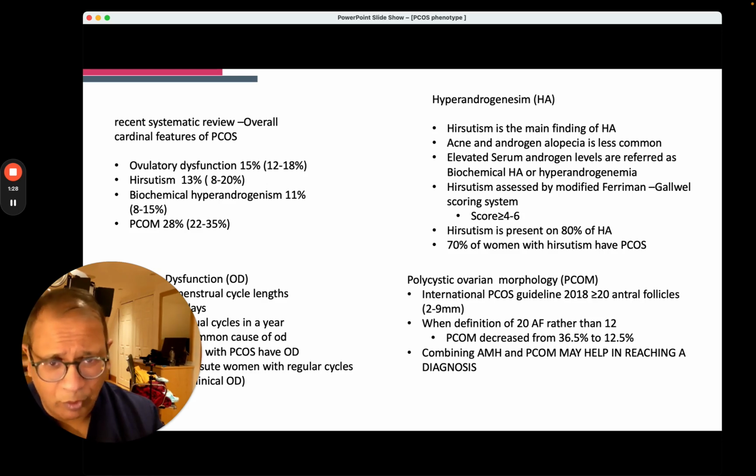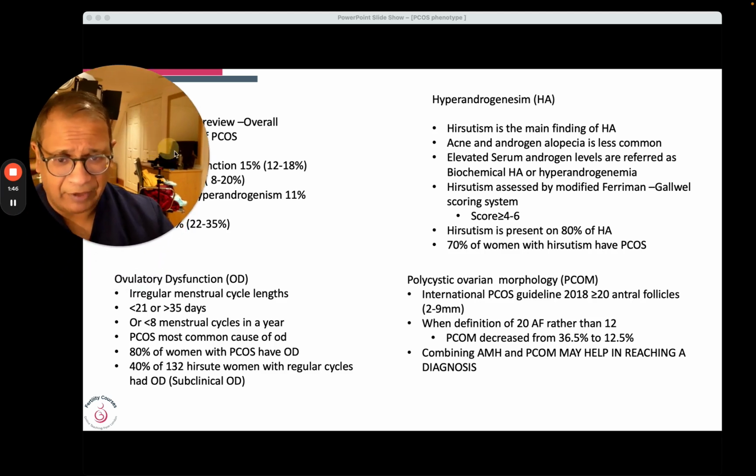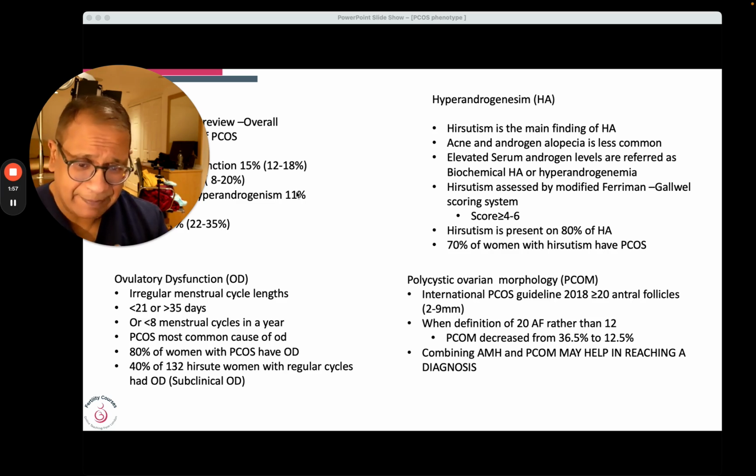So in a recent review, when they looked at the overall cardinal features of PCOS, ovulatory dysfunction occurs in about 15%, hirsutism 13%, biochemical hyperandrogenism 11%, PCOM 28%. If you start looking at ovulatory dysfunction, irregular cycles of less than 21 days or more than 35 days, or less than 8 menstrual cycles a year, PCOS is the most common cause of ovulatory dysfunction. 80% of women with PCOS have ovulatory dysfunction. 40% of hirsute women with regular cycles have subclinical ovulatory dysfunction.